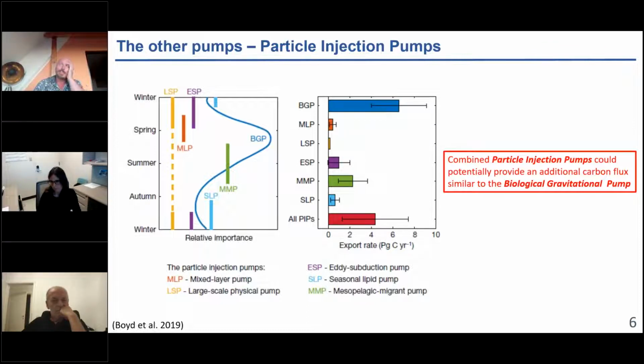One thing they didn't discuss so much in the paper was whether we are really measuring a lot of the injection pumps already using sediment traps or thorium, for instance, which I would argue that we could be doing with the mesopelagic migration pump. But that's something there hasn't been a lot of studies in this direction yet.